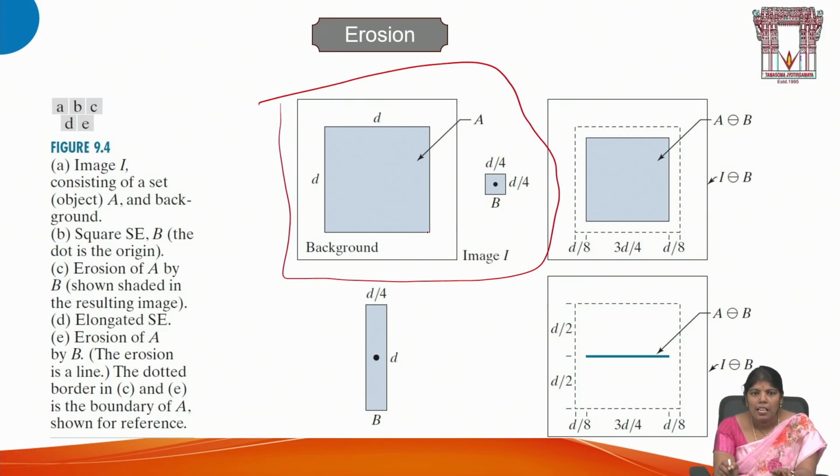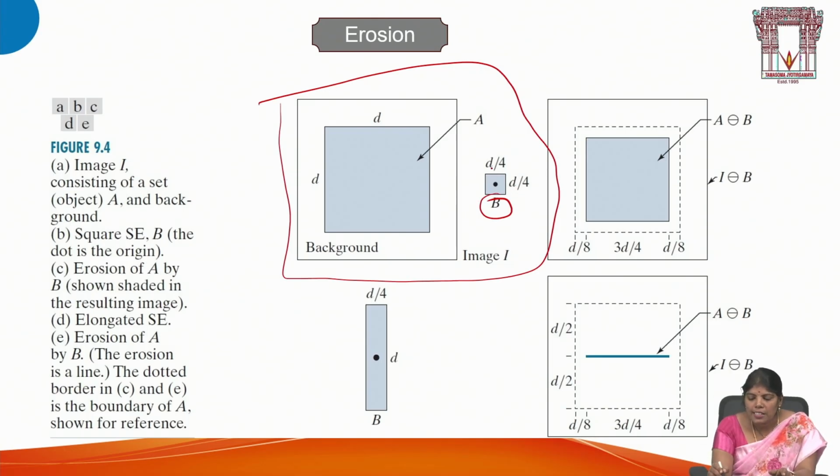It is black and white. We consider only the foreground. This is the object, and here I am applying the erosion operation on this object. This is the B. B is the structuring element. The structuring element is applied on the image.